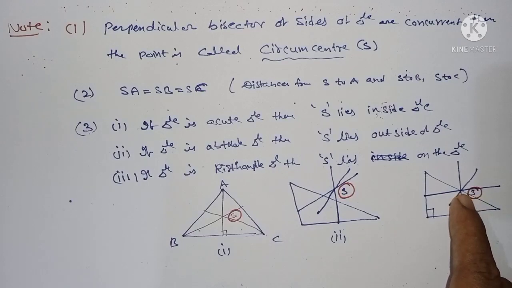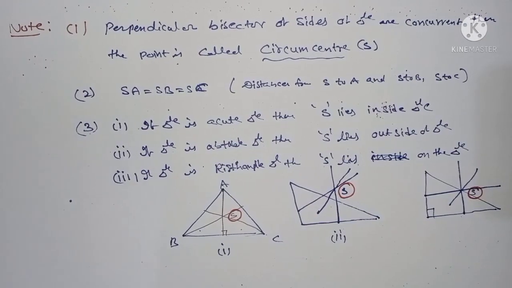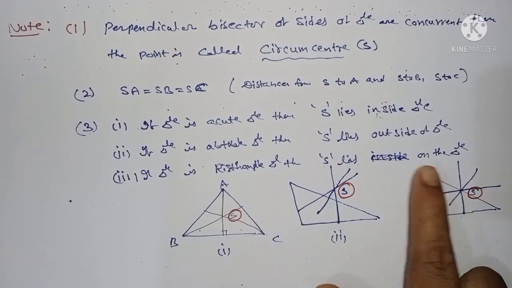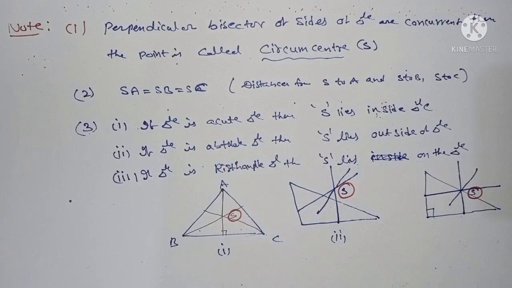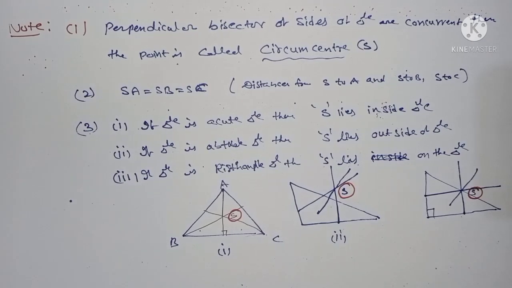This is the hypotenuse, half of the hypotenuse. This is the important property of the circumcenter. Okay, next we have some important notes.